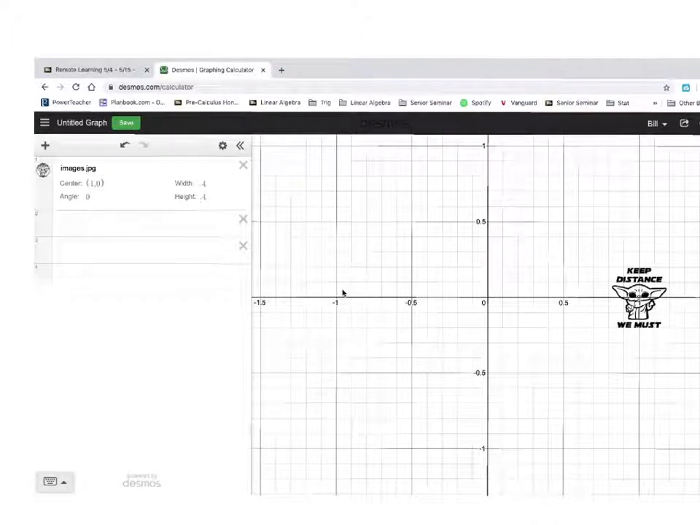In this video, I'd like to show you how you can combine some of your knowledge about trig functions with what you're learning currently about parametric equations to make some interesting animations. So here we have a picture of baby Yoda, and he's at the coordinate (1, 0).